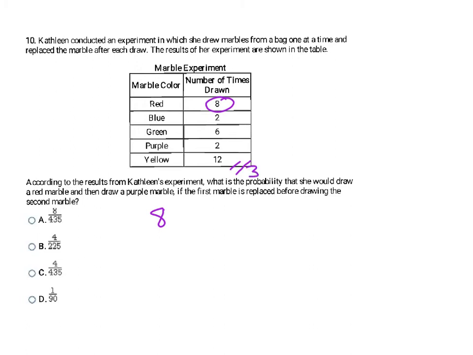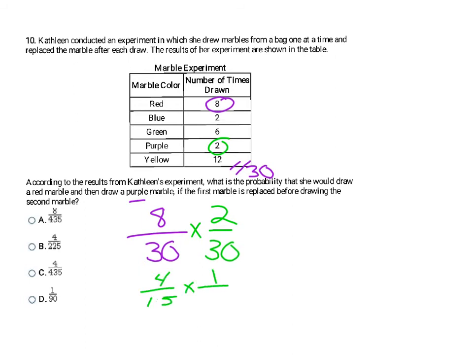And when I tally that up, I get 30 total draws. So it's going to be 8 out of 30. The second marble was the purple marble. So the purple marble was drawn 2 times out of the 30. And once again, these are independent events, so I'm going to have to multiply them. And before I do that, I'm going to reduce these fractions so that they're easier to work with. So now I'm going to go ahead and multiply those. 4 times 1 is 4, and 15 times 15 is 225. And so I can't reduce that, so my final answer is going to be B, 4 over 225.